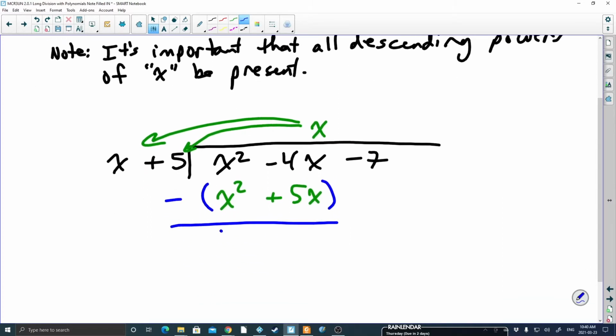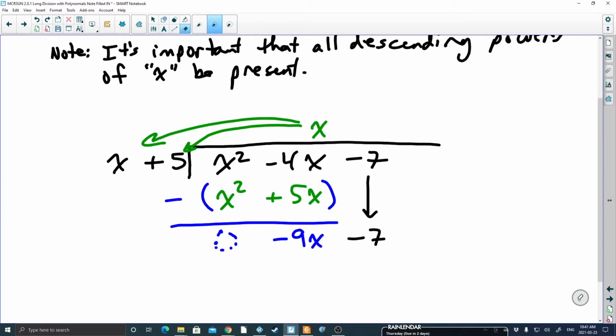X squared minus x squared is 0. Minus 4x minus plus 5x would be negative 9x. And I've now successfully subtracted the two top terms in this section with the two terms that I just created by multiplying by x. And just like before, I'm now going to drop down this minus 7. Okay? So now I need a number here that when I subtract down, it's going to get rid of the negative 9x. Well, I need a negative 9x to appear there then.